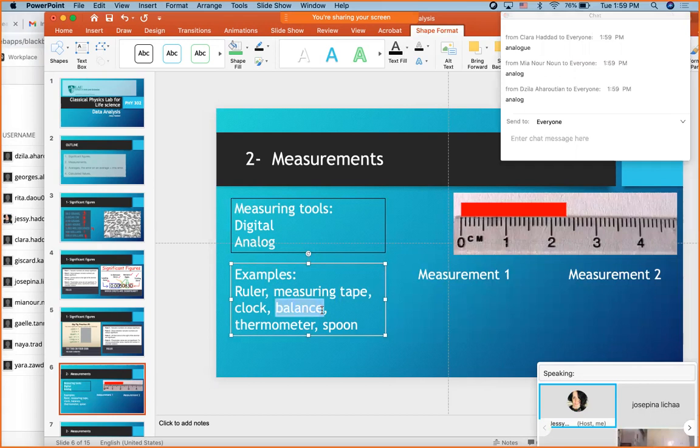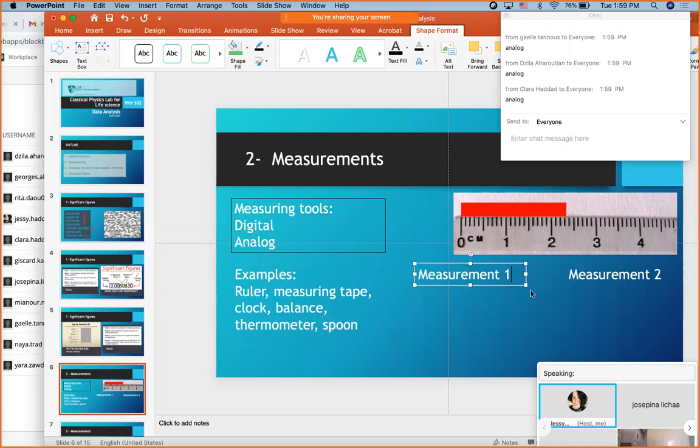The one I have at home here is digital. Thermometer can be both. The one I have in my car is digital. The spoon, what is it? Analog or digital? The spoon is actually analog. It doesn't have a screen, obviously. So thank you, Giuseppina, for your answers.